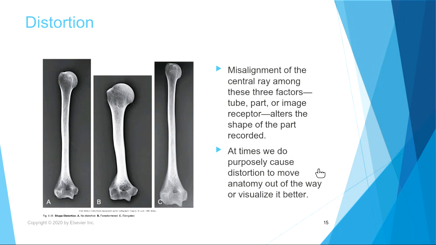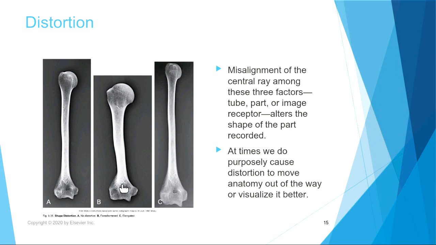The sacrum is a curved bone at the bottom of the spine. Like if you kind of cup your hand, that's the shape of the sacrum. So when we image it, we angle the central ray 15 degrees cephalic, which gives the illusion of the sacrum being flattened out so that the radiologist can evaluate that. So at times we do purposely cause distortion.